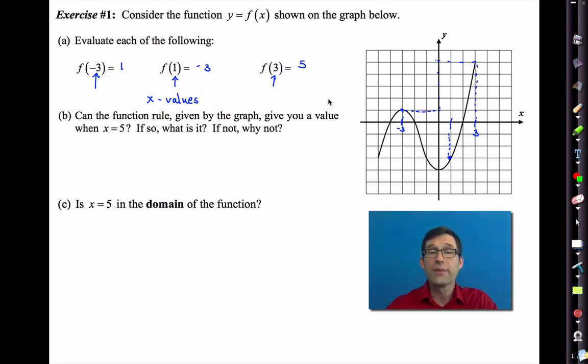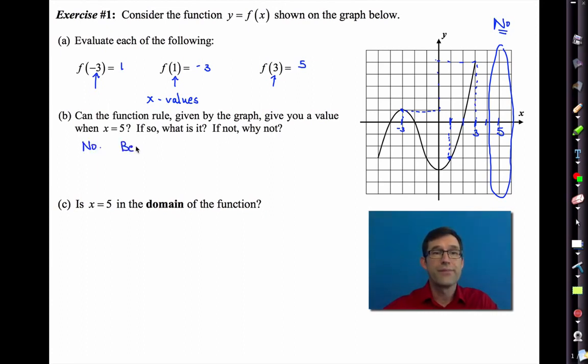Now that question was really there to set us up for letter B. Can the function rule, given by the graph, give you a value when x is 5? If so, what is it? If not, why not? So see if you can answer letter B right now. Pause the video, see what you come up with. All right, well, let's do it. Let's go over to 1, 2, 3, 4, 5, and no. No. So you can't.